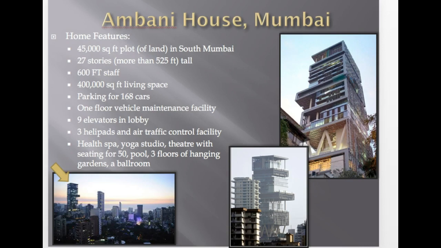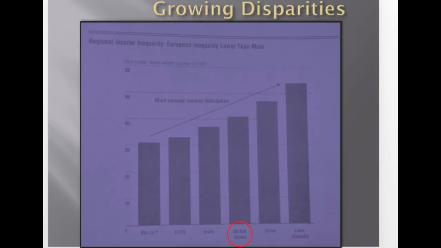However, you think India and China are bad? Well, take a look at this chart, another one I've highlighted purple, the regional income inequality. European inequality is lower than most. As you can see, I've highlighted in red, the income disparity in the United States is actually worse than that found in India, even with Mr. Ambani's house, but it is better than China. We're right there, sandwiched in between.